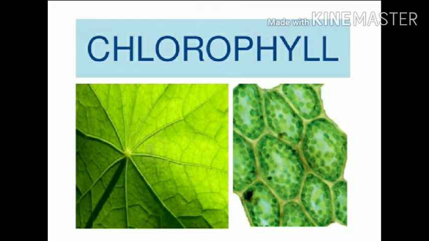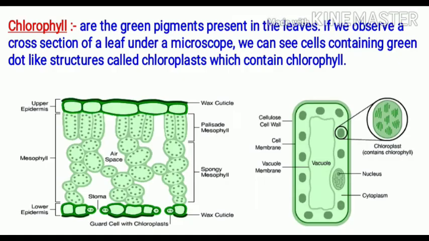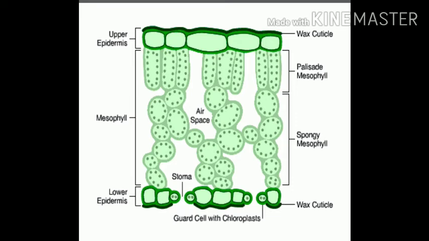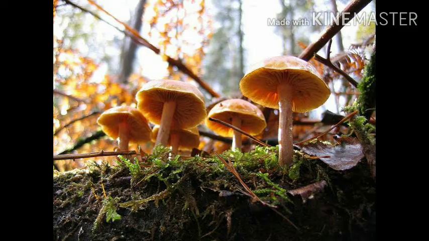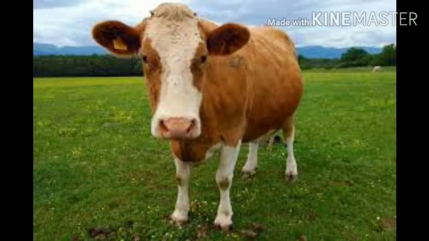Chlorophyll. Chlorophyll is the green pigment present in leaves. If we observe a cross-section of a leaf under a microscope, we can see cells containing green dot-like structures called chloroplasts, which contain chlorophyll. Chlorophyll pigments have the ability to capture useful solar radiations from the sun. These radiations are used as source of energy. As non-green plants and animals lack chlorophyll, they cannot convert solar energy into chemical energy, and hence they are heterotrophs.